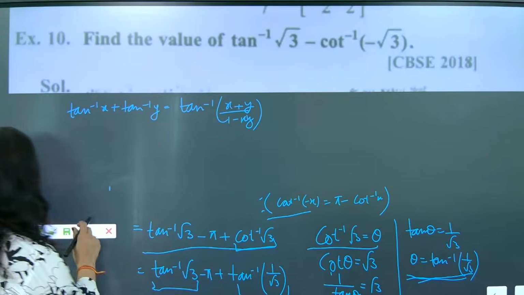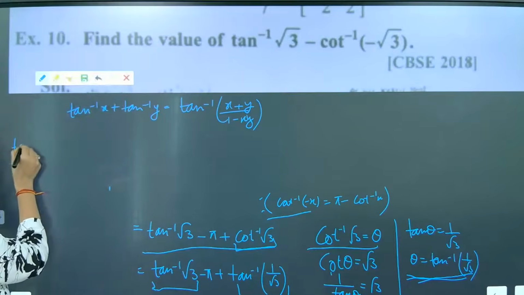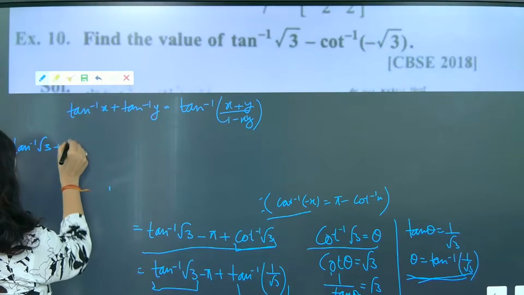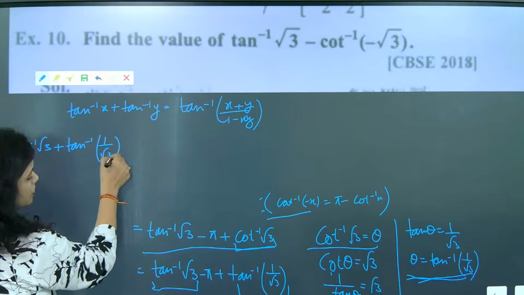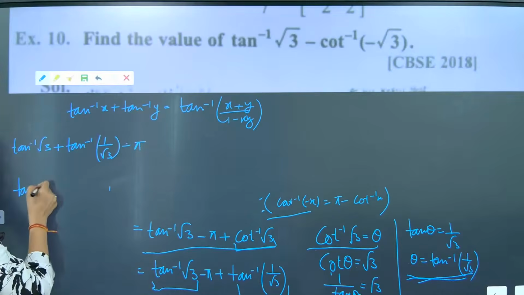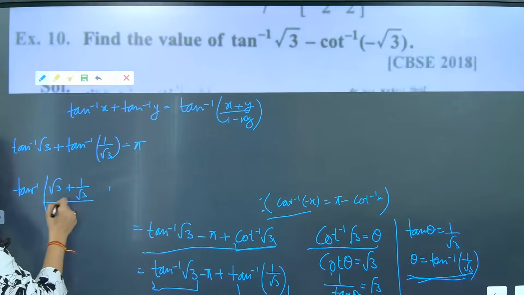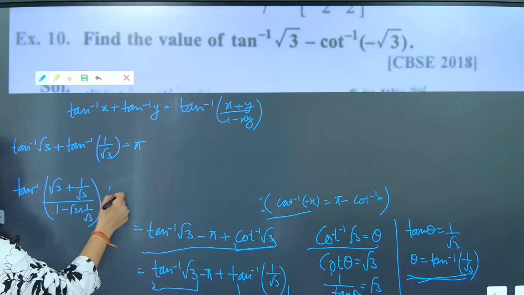So what is our question? Now we are going to use the formula and solve. So tan inverse root 3 plus tan inverse 1 by root 3 minus pi. Now tan inverse of root 3 plus 1 by root 3 by 1 minus root 3 into 1 by root 3, and here minus pi there.